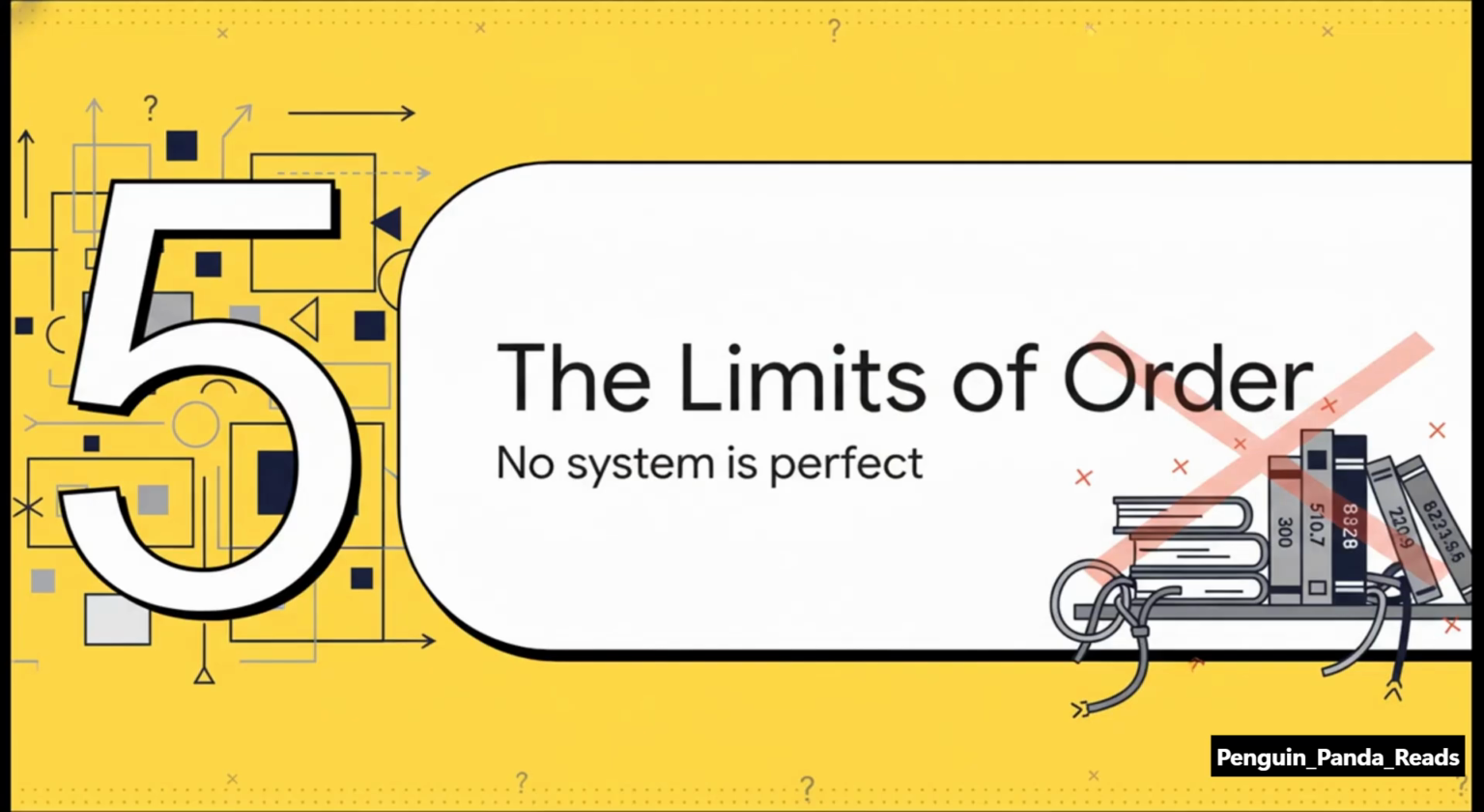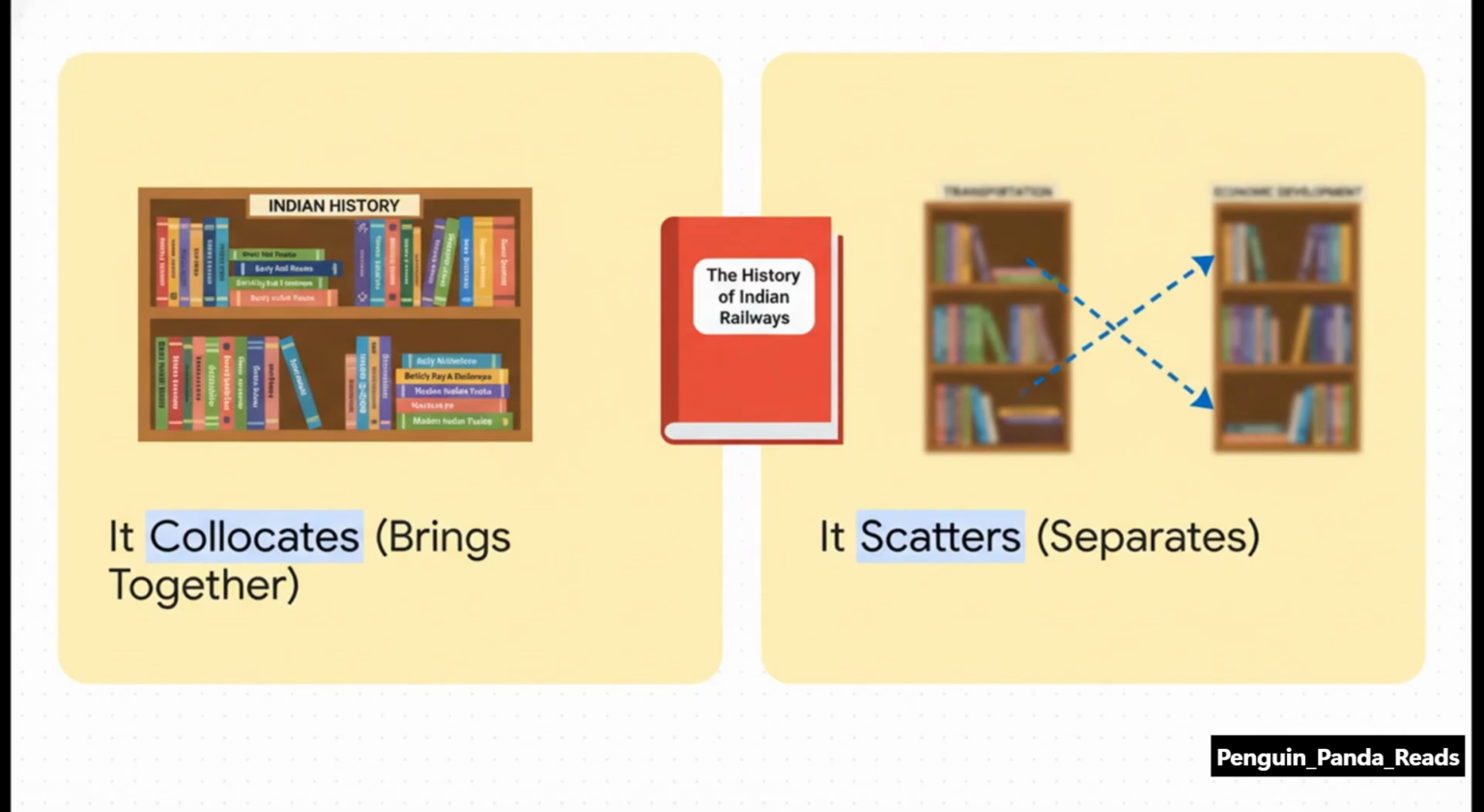Now, to get those top marks on your exams, you can't just praise the system. You have to be balanced. It's crucial to understand the limitations because, let's face it, no system is ever perfect. And here is the core dilemma, the two-sided coin of classification. On one hand, it's brilliant at collocating, that is, bringing things together. But at the very same time, it scatters. A book on family life can only go in one place, so if you put it in sociology, you've just separated it from related books in ethics or medicine. For everything it brings together, it has to push something else away.